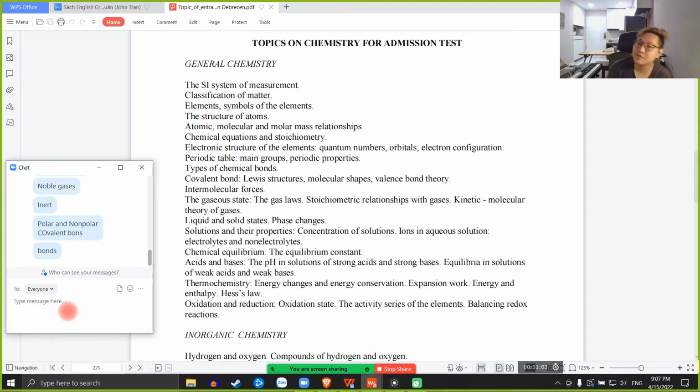Okay, what are the differences between them? The difference is that polar covalent bonds are born between two atoms that have a difference of electronegativities. How much difference? It's from 0.5 to 1.8.